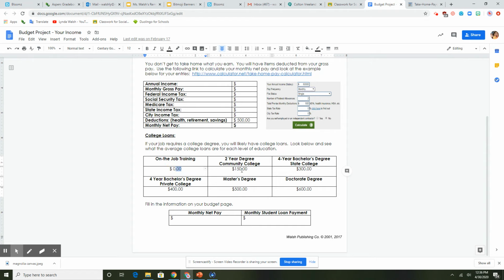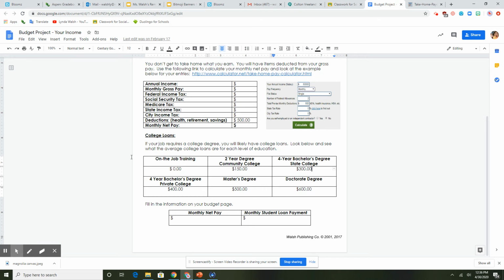diploma job. You may go to a 2-year college like Nashua Community College and get a 2-year degree. In that case, you're going to have $150 of school loans per month to pay off your loan. If you go to a 4-year degree, a bachelor's degree at a state college, you're going to have a school loan amount of $300 a month.